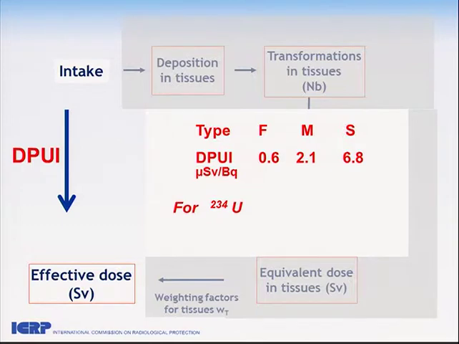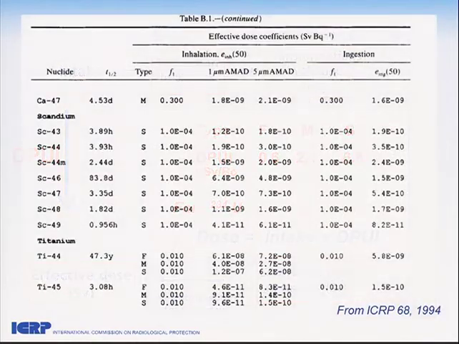Different classes of solubility. It's really easy to use. You just need to know the intake, and then the dose is nothing else than the intake multiplied by this coefficient. It's really an easy way to calculate the dose. And this is how it is presented in the ICRP publication. Here is ICRP 68. You've got dose per unit intake for different AMAD, for different sizes of particle, and so on.